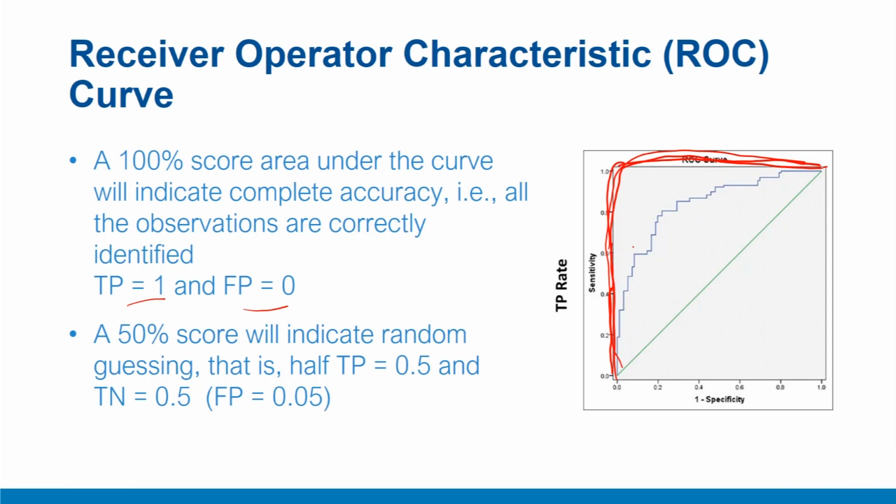Let's take a random model where there's a 50% probability, which indicates almost random guessing, like a fair coin toss, where with 50% probability you get a head or with 50% probability you get a tail. In this kind of model, for all the times your true positive rate is 0.5 and false positive rate is also 0.5.